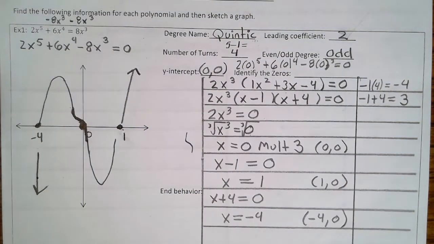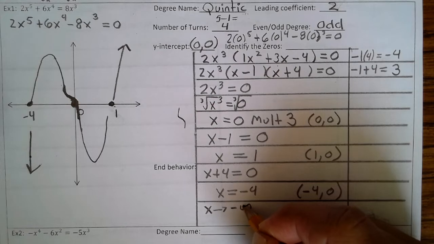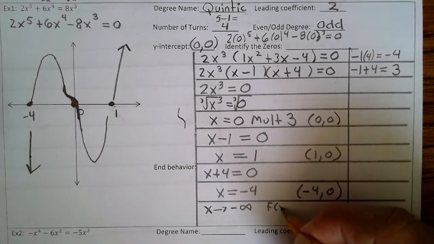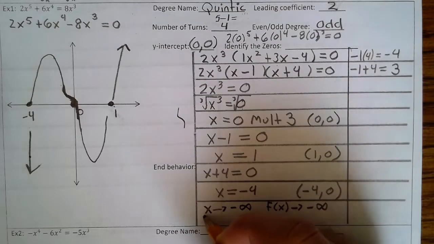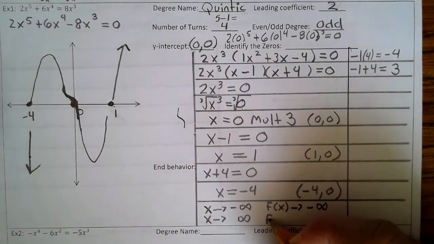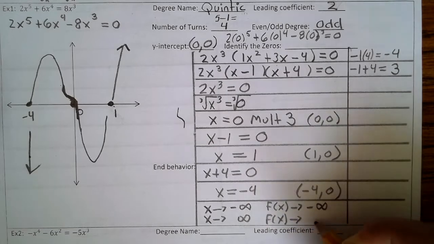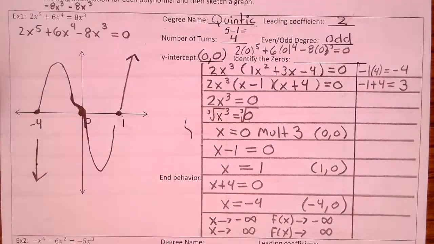All right. Now, for end behavior, as x approaches negative infinity, f of x approaches negative infinity. And as x approaches positive infinity, f of x approaches positive infinity. All right, so go ahead and finish up example 1. Now let's take a look at example 2.